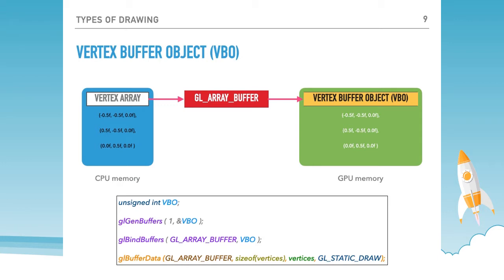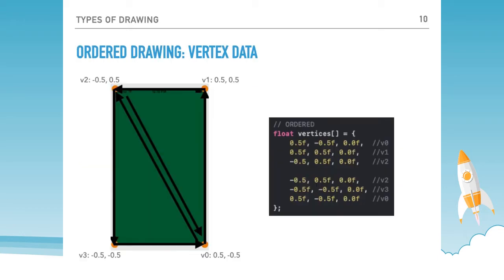So in this code, you have to generate the vertex buffer, and then bind the vertex buffer to a target, which here is GL_ARRAY_BUFFER. And then you can send the vertex information from CPU memory to GPU memory, and the data will be stored in the VBO located in the GPU.